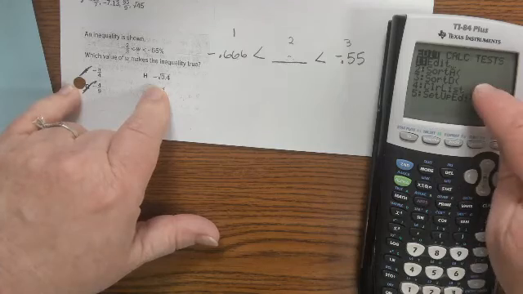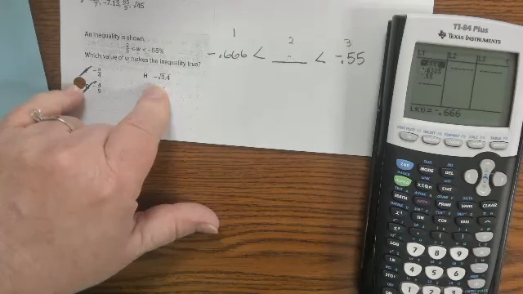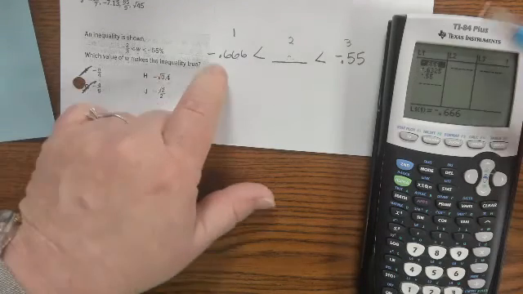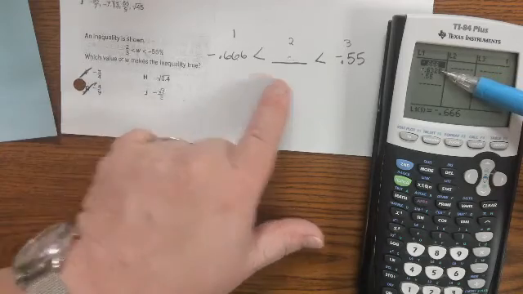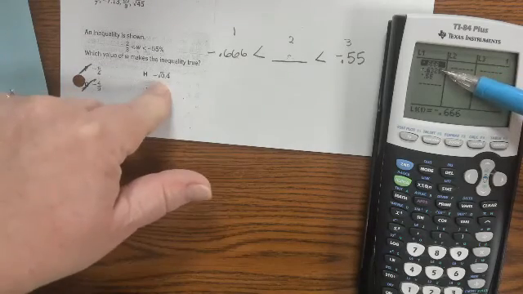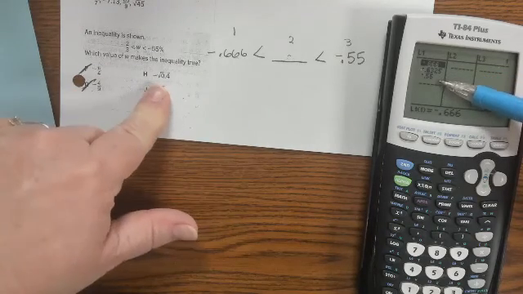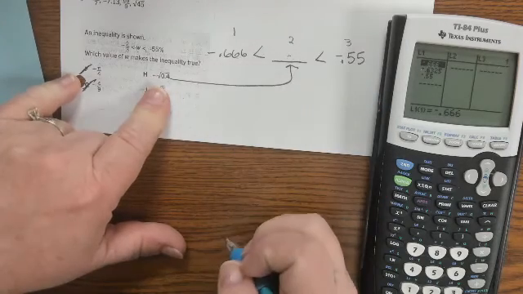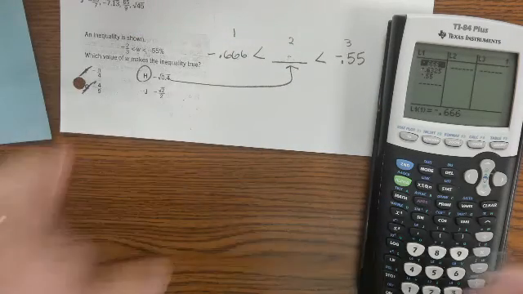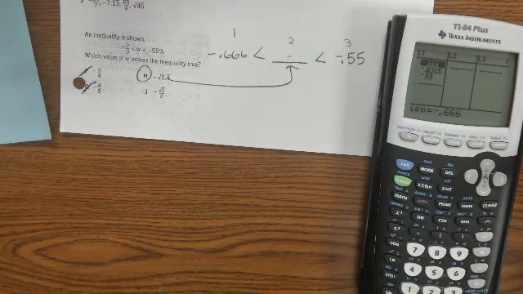Stat, I want to check it, and this time it says negative 0.66666, then this one that I don't recognize, so that's that one, and then negative 0.55. So this one is the one that fits right in between when I'm doing least to greatest. And that is a strategy that you could use in order to do this.